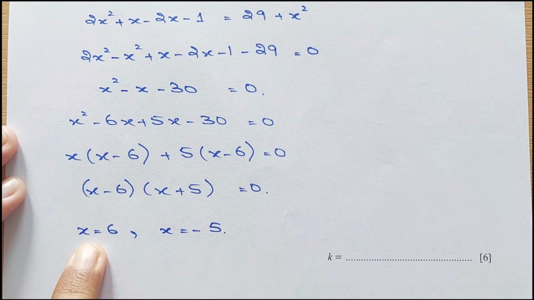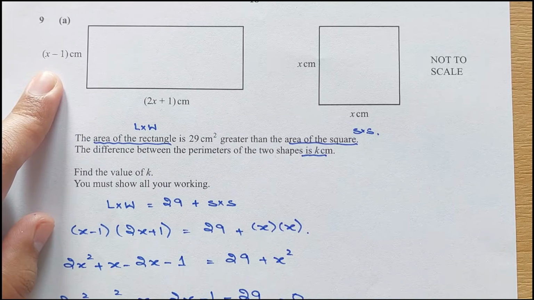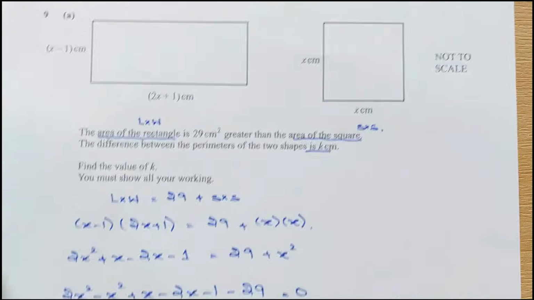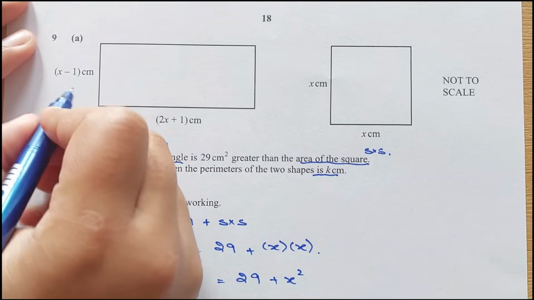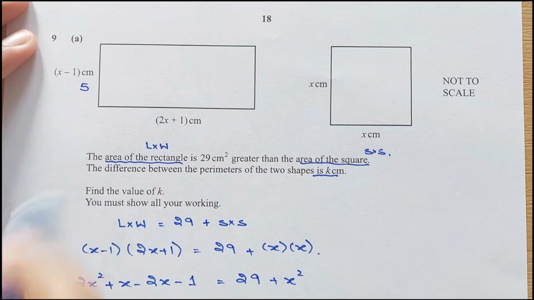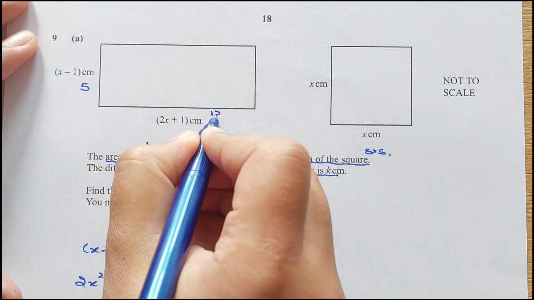So we have to pick the positive one because dimensions can never be negative, right? If you pick minus 5, we have minus 5 minus 1, which is minus 6, and dimensions can never be negative. So we need to pick x equals 6. So when x equals 6, this is 5 centimeters, right? And 2 times 6 is 12, and 12 plus 1 is 13. This is 13 centimeters.